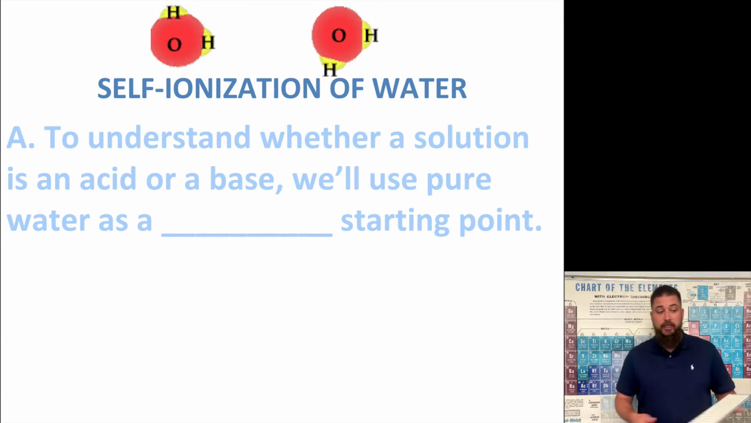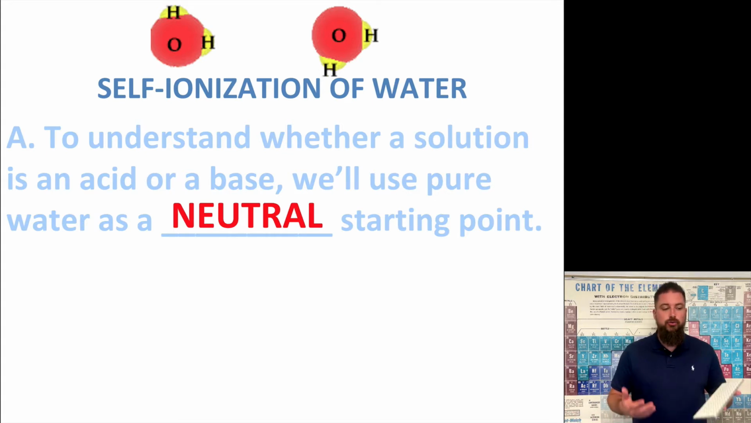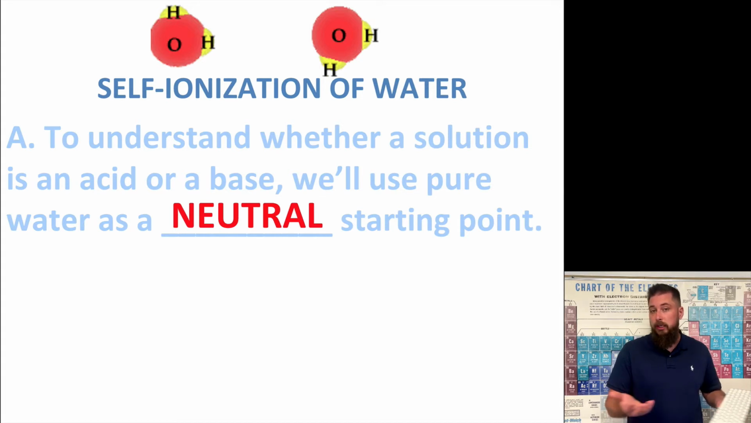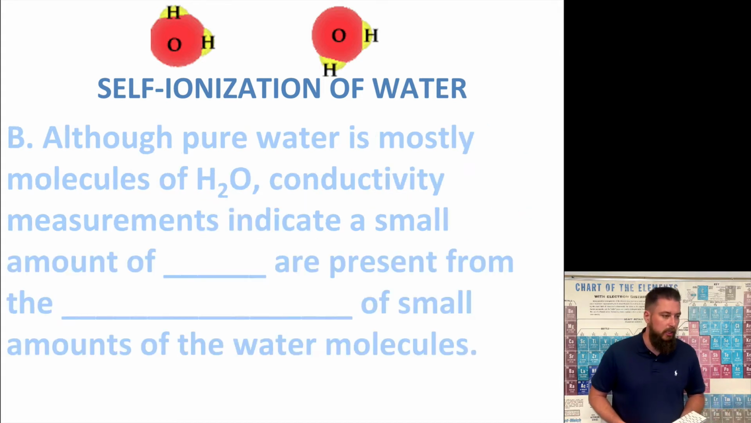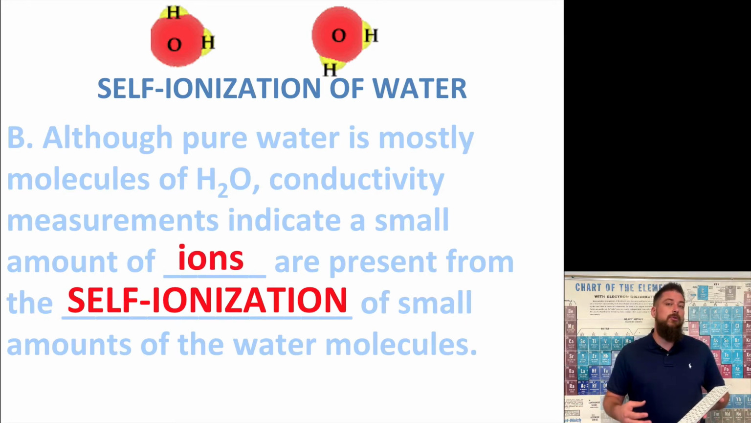All right, so to understand whether a solution is acidic or basic, we'll use pure water as a neutral starting point. We say pure water is neutral because it's sort of arbitrary that we call it that, but we just call it neutral to compare it to other things. Although pure water is mostly water, if you do conductivity tests, you'll see that it does conduct a small amount of electricity. I know that I actually said that pure water doesn't conduct electricity, but it actually does conduct a very, very small amount of electricity.